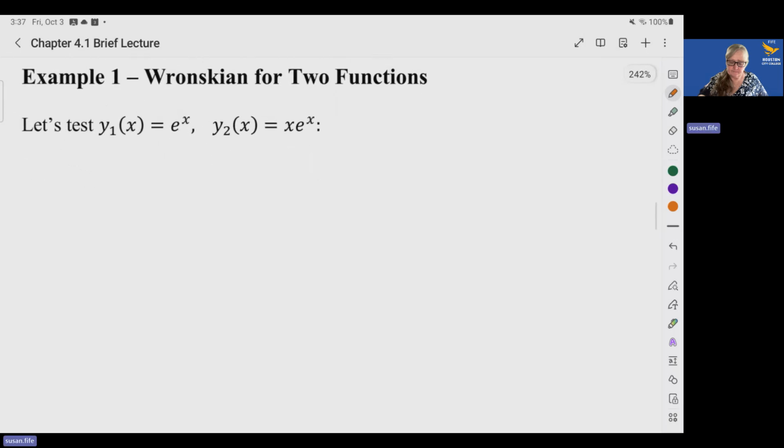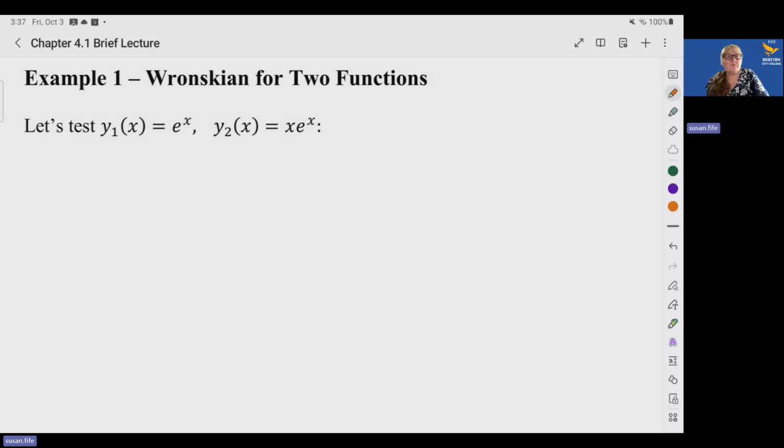Here's an example. We want to find the Wronskian for these two functions, and then determine if they are linearly independent functions. So here I have two functions, so I'm going to have a 2 by 2 determinant. My first row just consists of those two functions, e to the x and x e to the x. My second row will contain the first derivative of each of those functions. The derivative of e to the x is e to the x. And for the derivative of x e to the x, we have to use the product rule for derivatives.